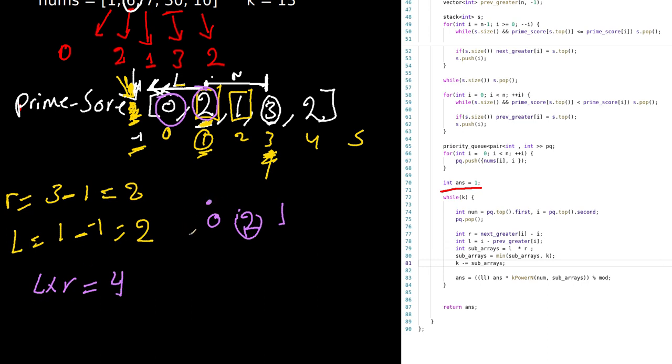So here you can take this subarray 0, 2, or this subarray 0 to 1, or you can start at 2, so 2 1, or 2 itself. So for every element in the left side you can form a subarray with every element in the right side, so in total we have 4.